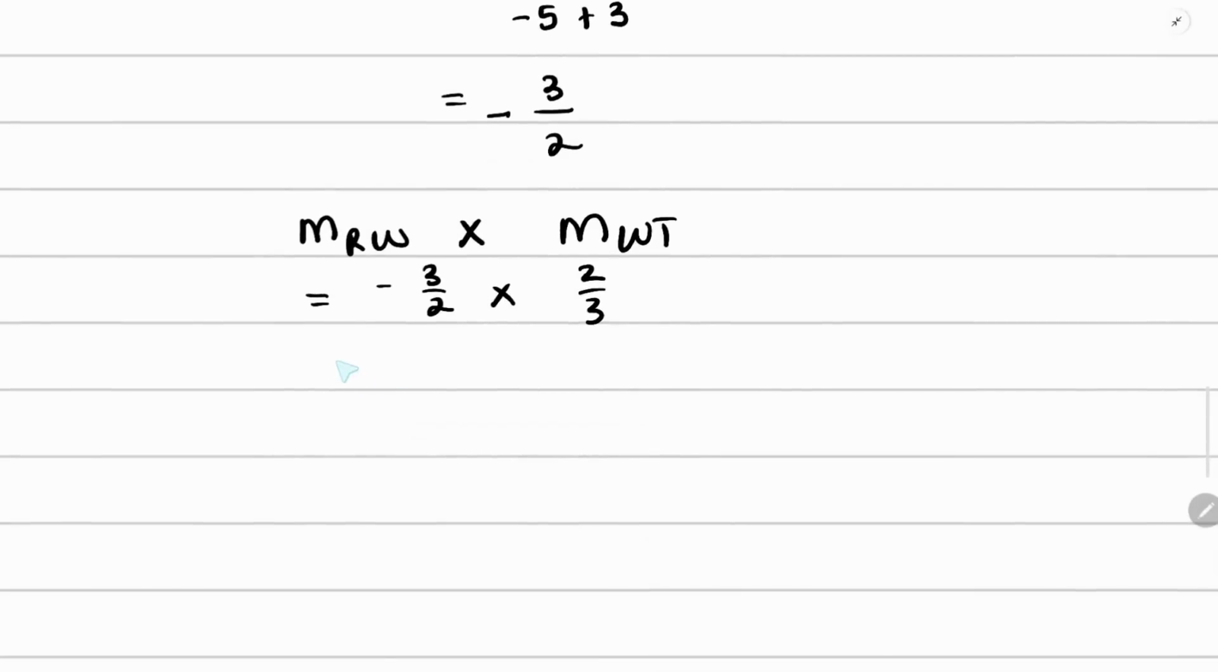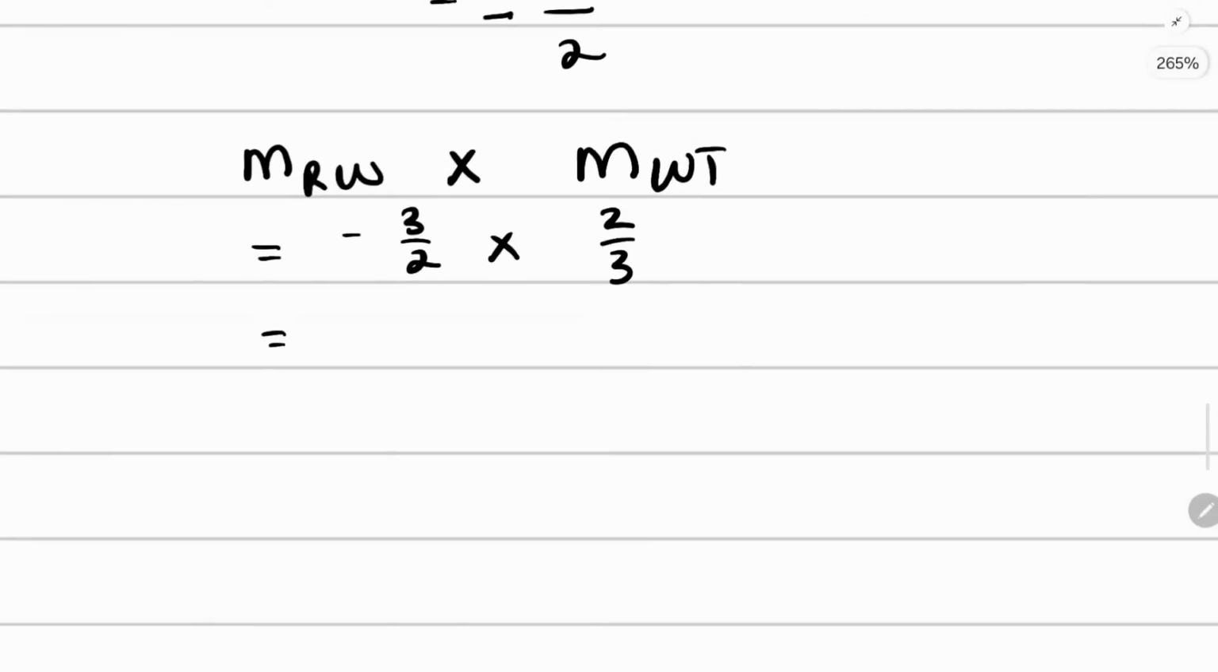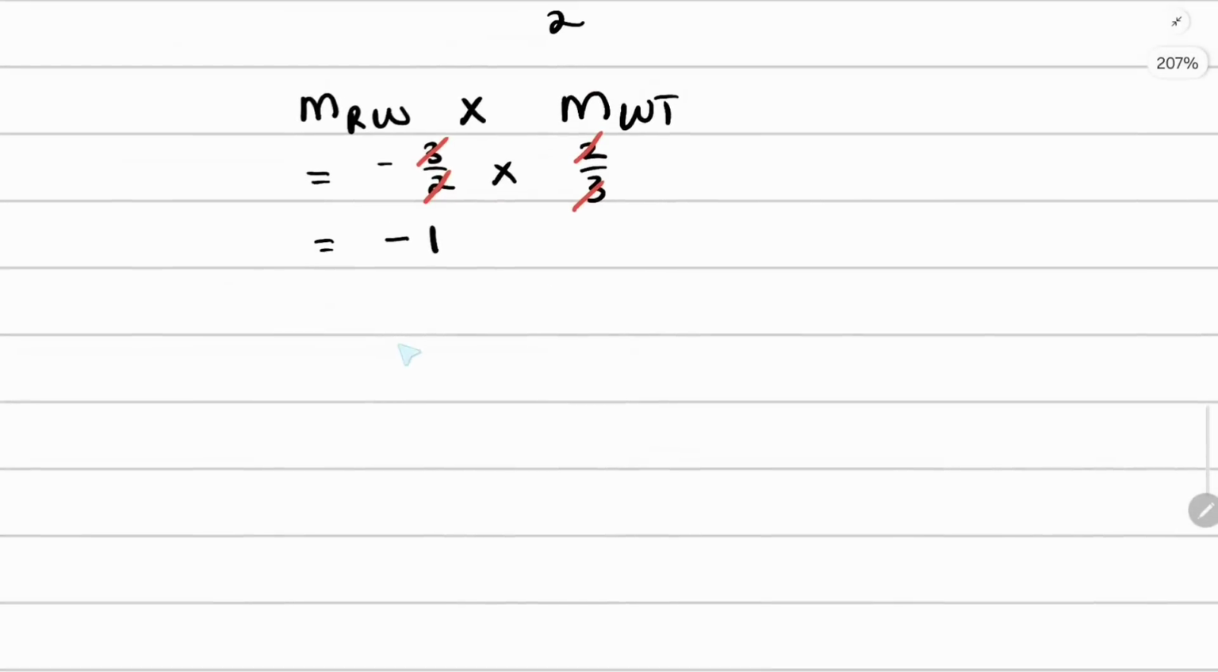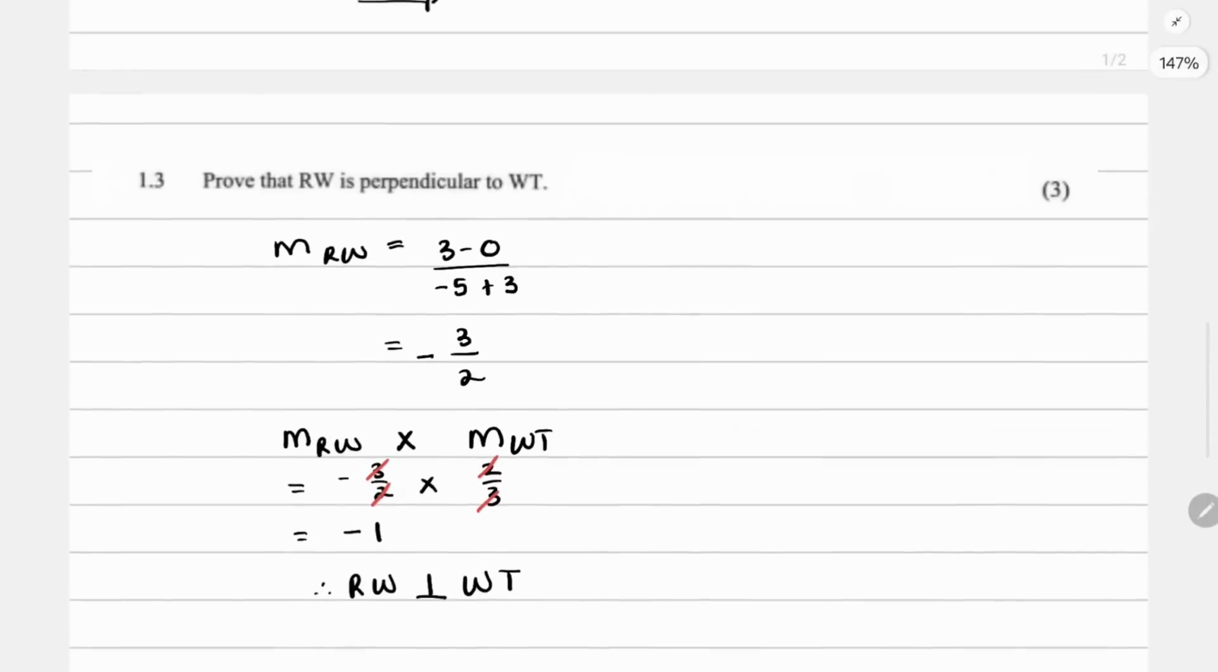okay? When you multiply these together, do you see that they're all just going to cancel diagonally? The 3 and 3 cancel, the 2 and 2 cancel, and you're left with a placeholder of negative 1 here and a placeholder of 1 here. So that gives you negative 1. Negative 1 times 1 is negative 1. So that would conclude that RW is indeed perpendicular to WT. And there we go. We have proven that.